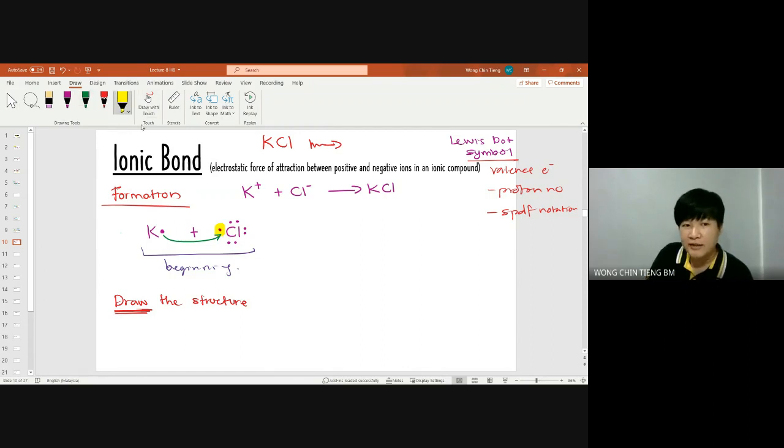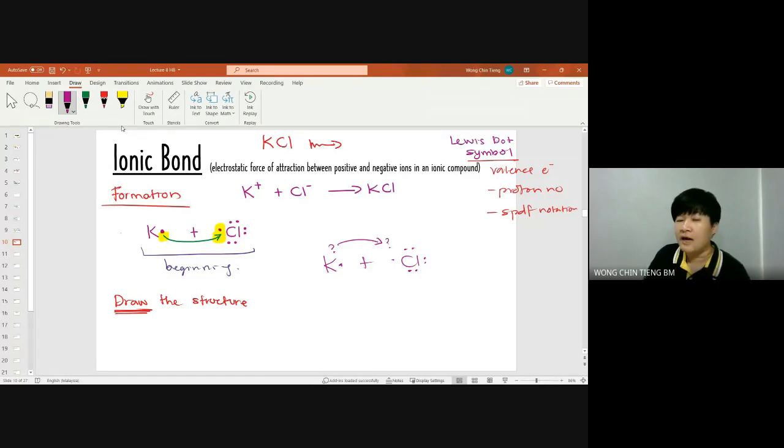Arrow yang saya lukis adalah daripada elektron menuju ke pasangan elektron yang saya nak duduk sepasang tu. Arrow yang saya tak minat, tunjuk siap-siap arrow yang saya tak minat. Like this. Dari mana ke mana.